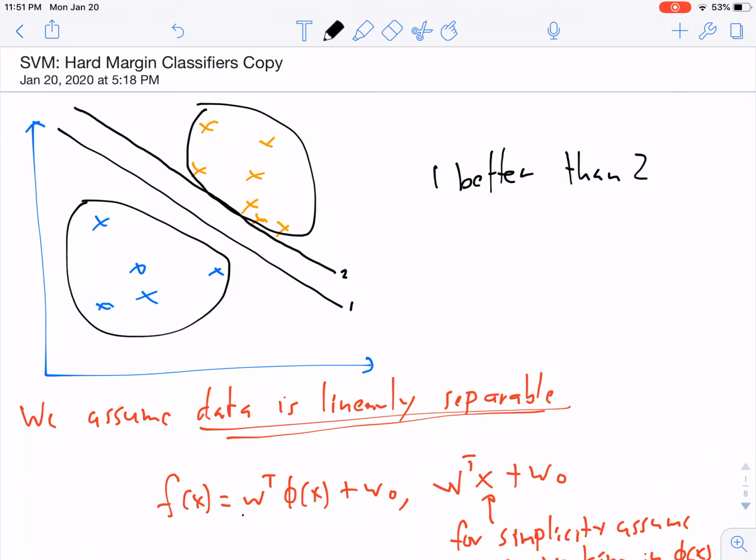So how are we going to do that? First, an important assumption for today is that the data is linearly separable. When I say that, what I mean is that you can draw a line or a hyperplane, and that will separate the data into two classes. We're only going to be talking about two for today.